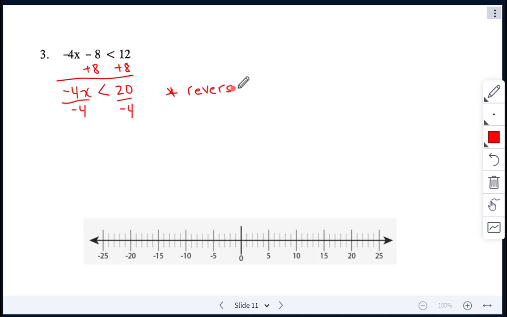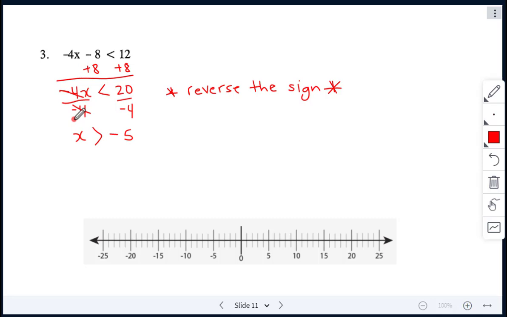the sign because we are dividing by a negative number. So x here now becomes greater than negative 5. Okay, so it was a less than symbol, and now it became greater than because we divided by the negative number.